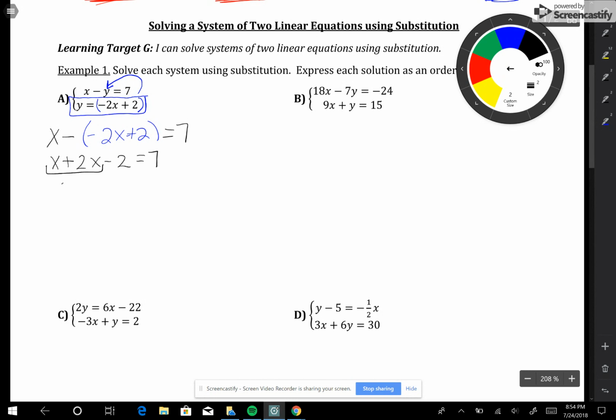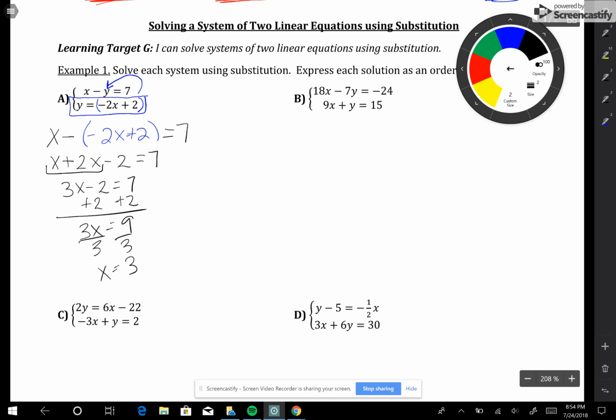Combine like terms, 3x minus 2 equals 7. And continue to solve. Add 2 to each side and divide by 3. So we have x equals 3. So we have half of our solution. Remember, our solution should be an ordered pair x, y. This is the easy part. Now that we know x, we can simply take that x value and substitute it in that y equals equation and find what y equals.